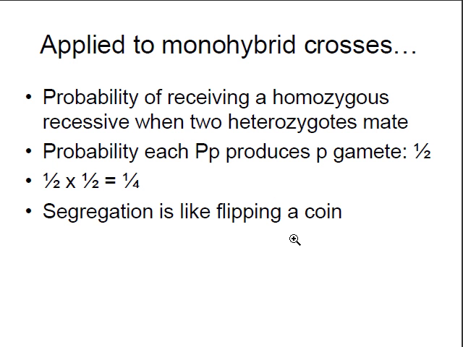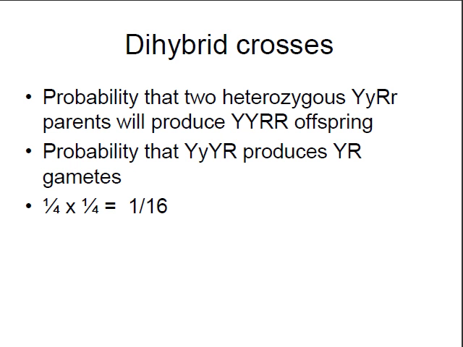So to apply it to monohybrid crosses, for the probability of receiving a homozygous recessive when 2 heterozygotes mate, you calculate the probability that each of the heterozygotes produces a big P gamete and a little p gamete. Each of those is half, and so segregation is in a sense like flipping a coin.